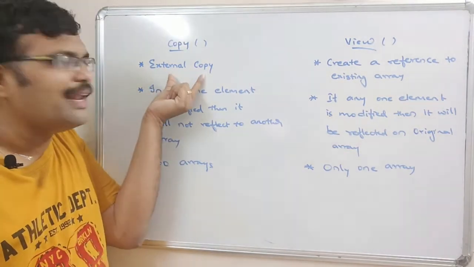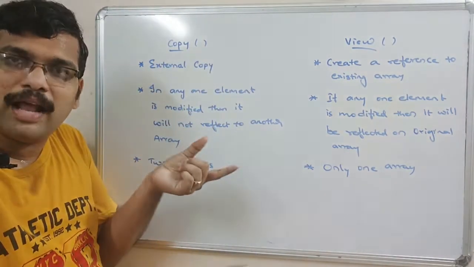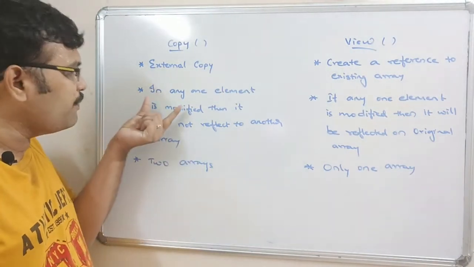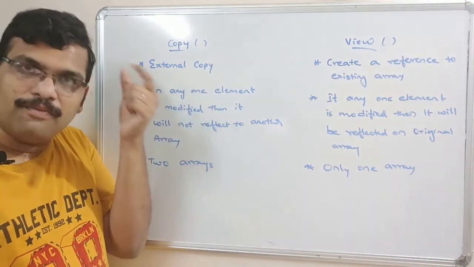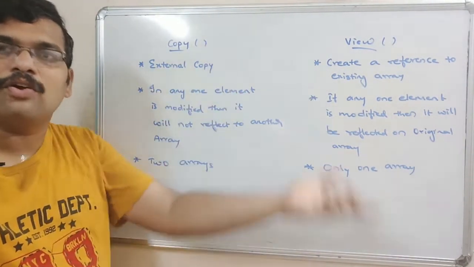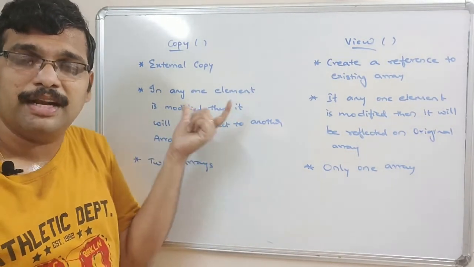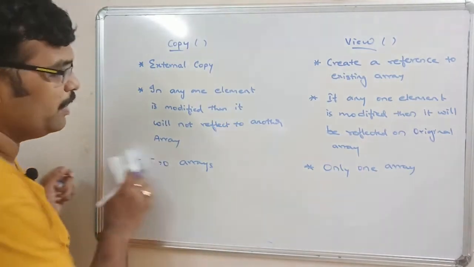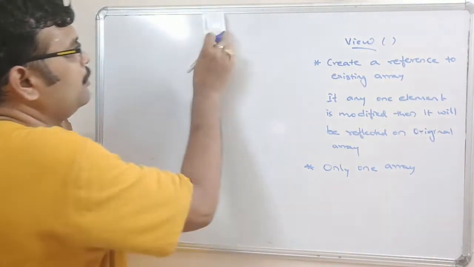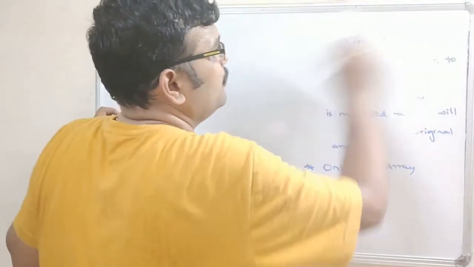So here with copy the situation is not like that. It will create an external copy so that one more array will be created, so if any one element is modified in one of the arrays, that will not reflect on the other array, right? This is also something I will show you as an implementation and demonstration on the interpreter. Don't worry about that. I will show you the syntax and we'll wind up.